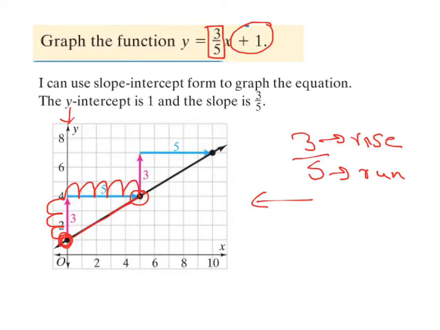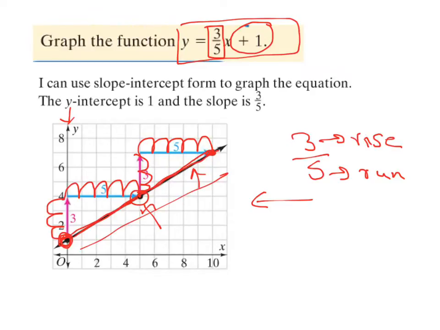And if you want to draw another point, from this point, rise 3 again: 1, 2, 3. And run 5 again: 1, 2, 3, 4, 5. You land up at another point and join those points. So you can draw a straight line. So the graph of this equation is this straight line, what you see over here. So from the slope-intercept form, you can easily graph an equation. You have learned how to graph equations which are in slope-intercept form. You have also learned how to differentiate between discrete data and continuous data. That is what the lesson was about.